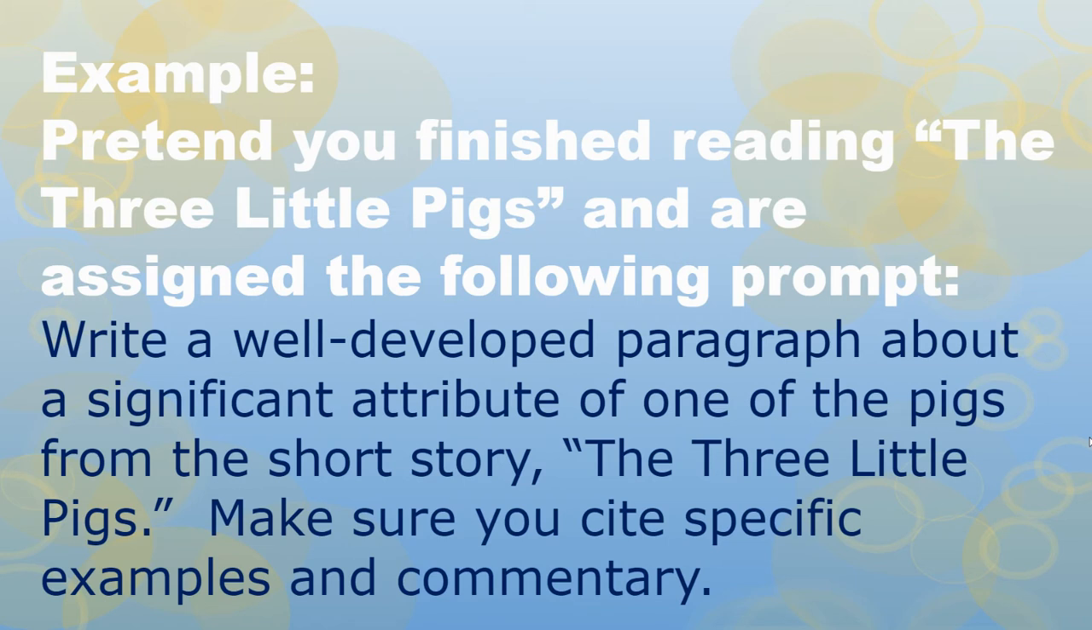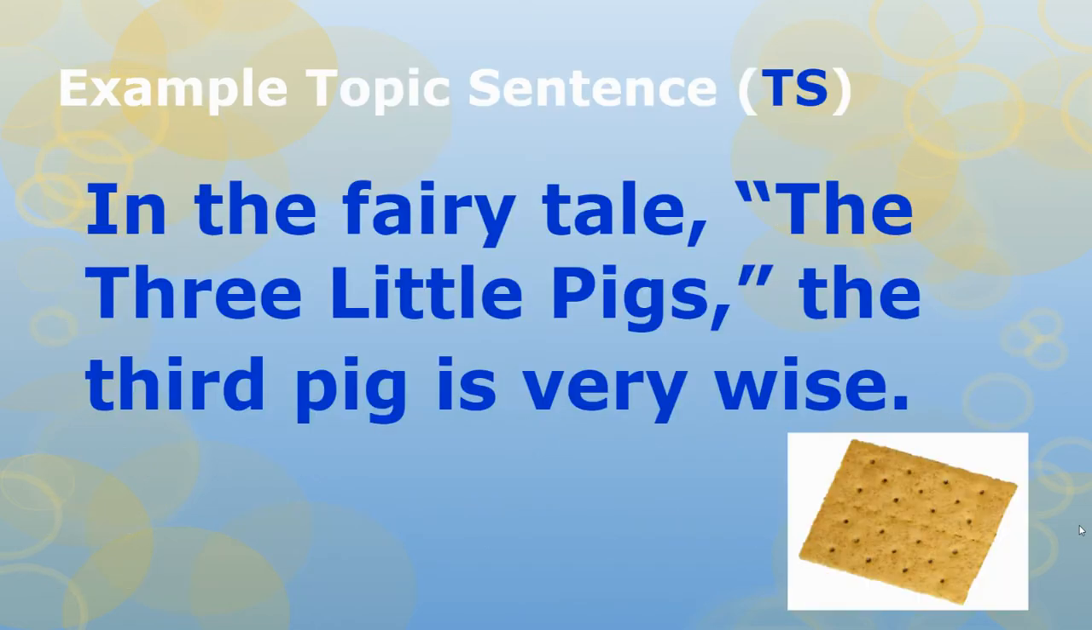So for example, let's pretend we just finished reading The Three Little Pigs, because most of us are familiar with that. And let's pretend we were asked to write about the following prompt. Write a well-developed paragraph about a significant attribute of one of the pigs from the short story, The Three Little Pigs. Make sure you cite specific examples and commentary. So if we were going to write about that prompt, our topic sentence might be something like, in the fairy tale, The Three Little Pigs, the third pig is very wise.